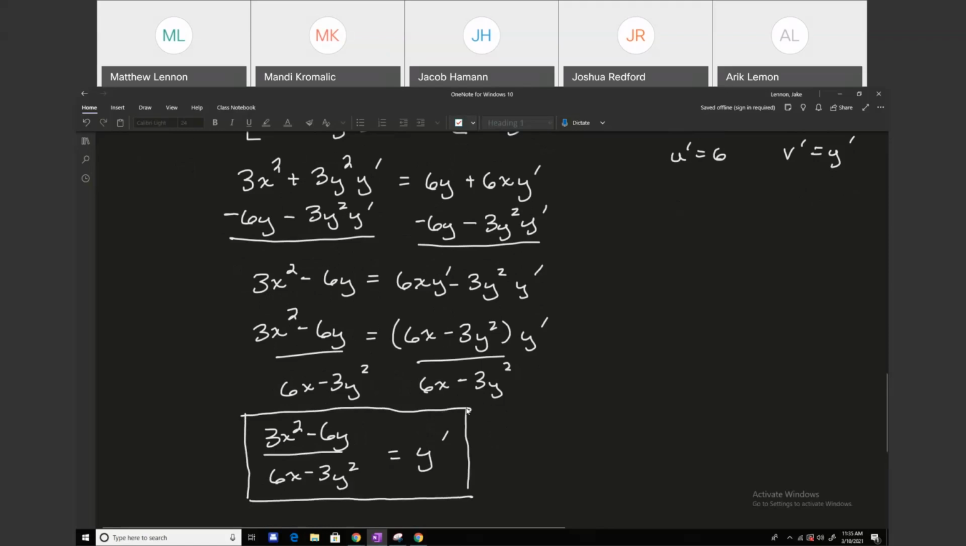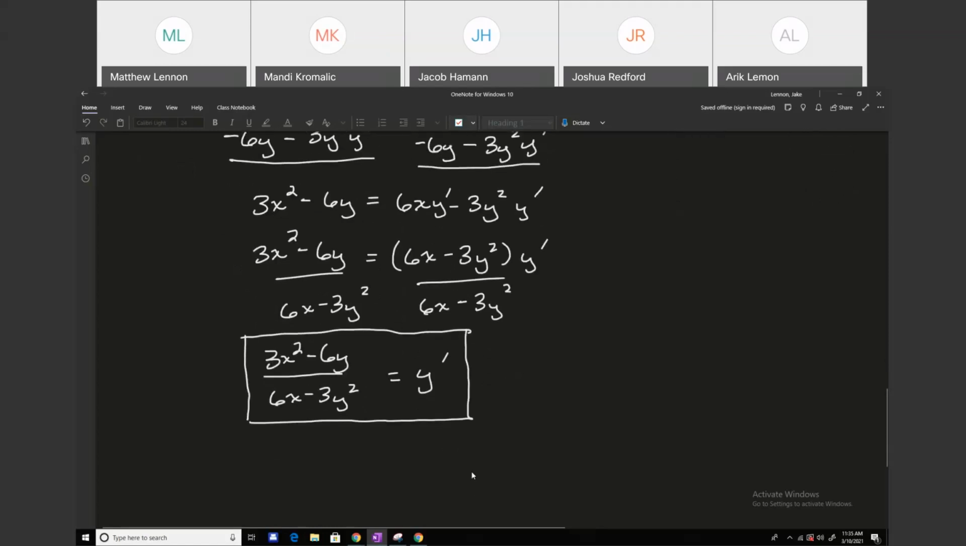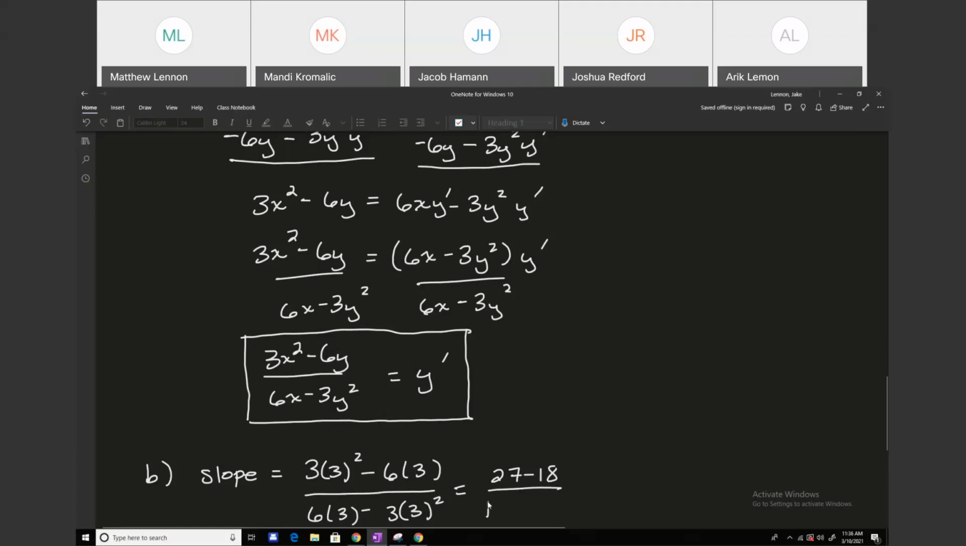For part B, we're trying to find the tangent line at the point (3, 3). So the first thing to do is to find the slope. We get our slope by plugging 3 in for x and 3 in for y in our slope formula right here. So we get 3 times 3 squared minus 6 times 3, over 6 times 3 minus 3 times 3 squared. So this is 27 minus 18 divided by 18 minus 27. So we get 9 over negative 9, which is negative 1.